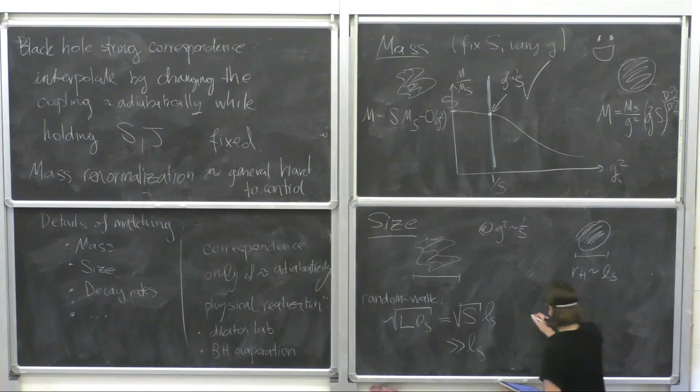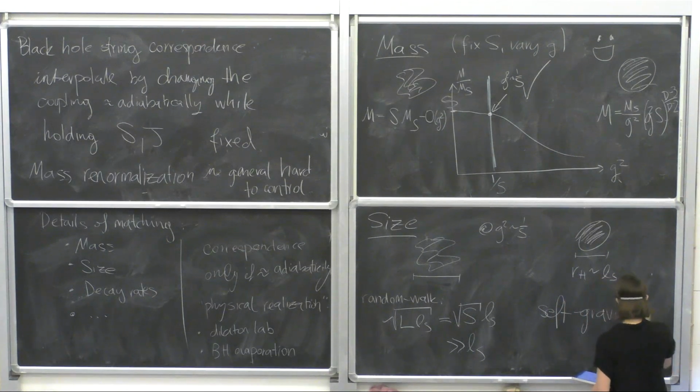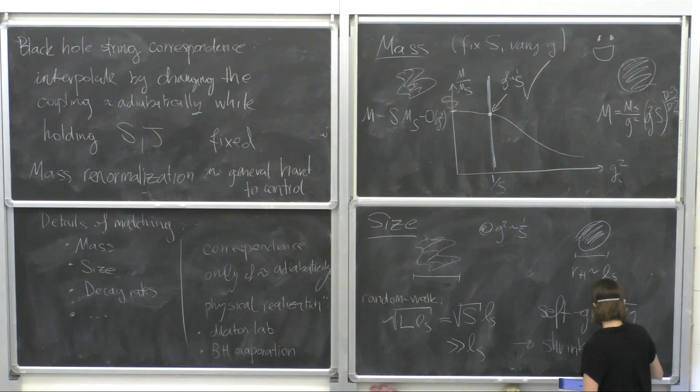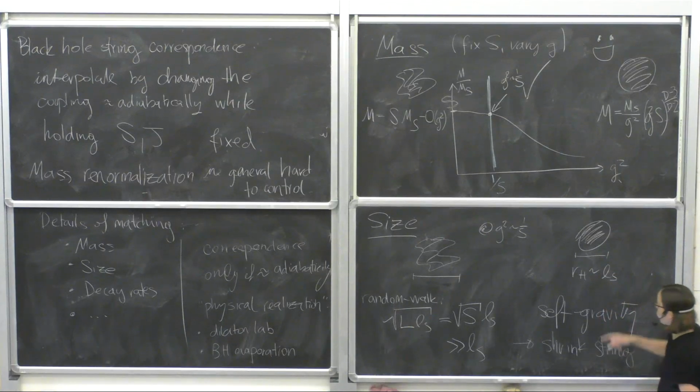So the key word here is that we neglected the effect of self-gravity. When you include that effect, the string will become more compact. So that will shrink the string to L_s, such that it can match with the size of the black hole. So this is in the second Horowitz-Polchinski paper that I listed in the beginning.